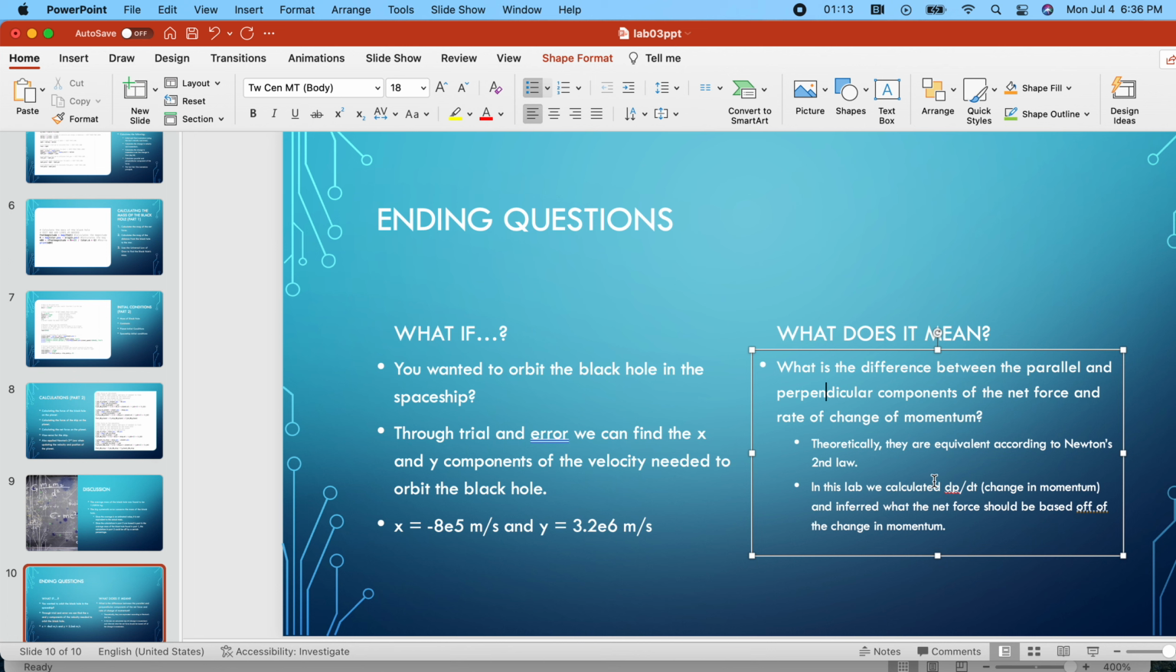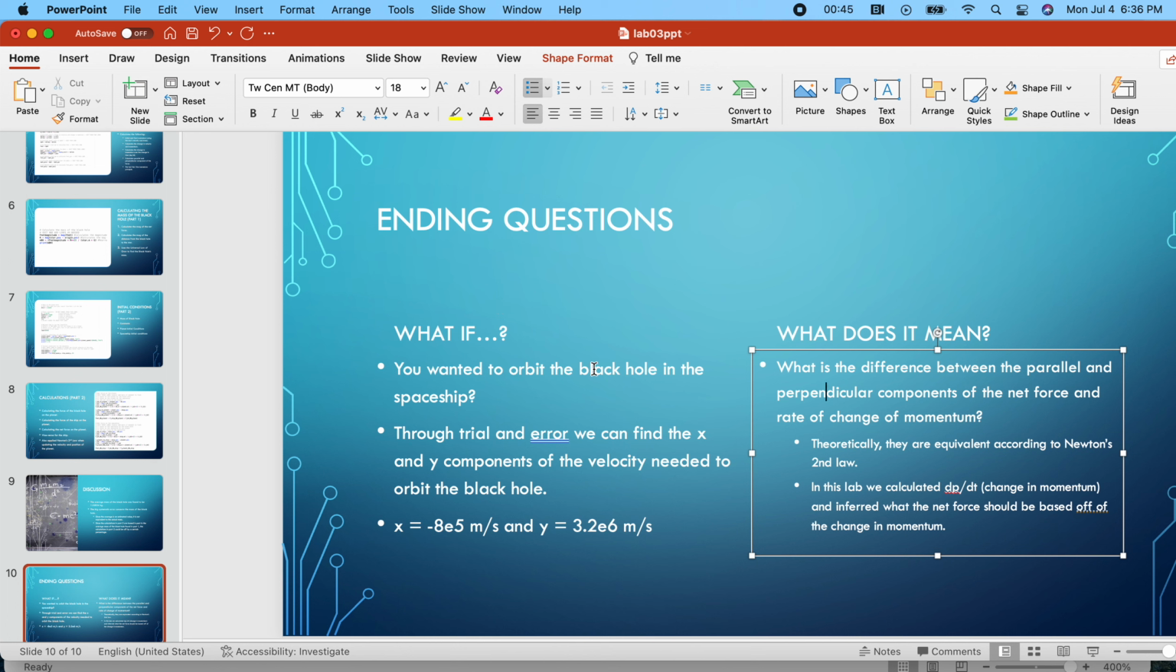In this lab, we calculated dp over dt, which is the change in momentum, and inferred what the net force should be based off of the change in momentum. So we actually calculated the change in momentum, but we didn't actually calculate the net force. And that's kind of the distinction that I think the professor wants us to make in the what does it mean question. And now we have the what if question.